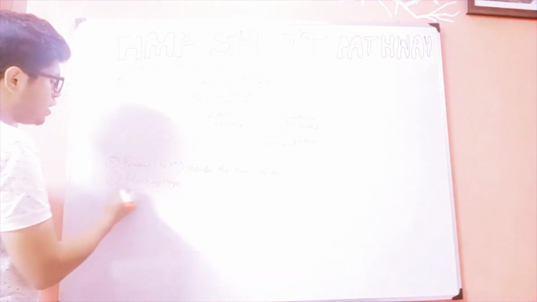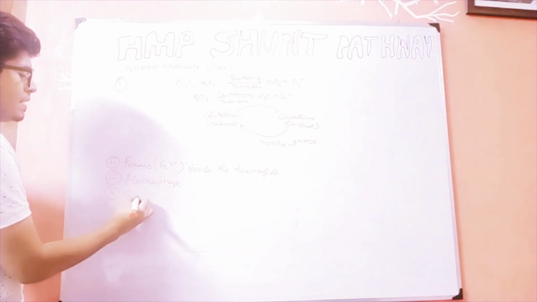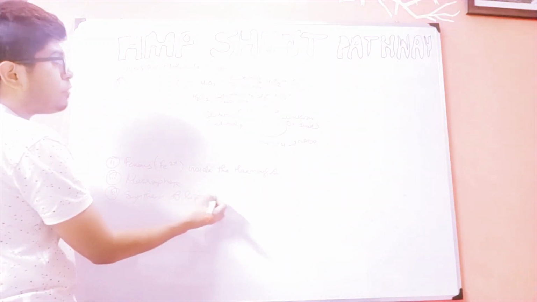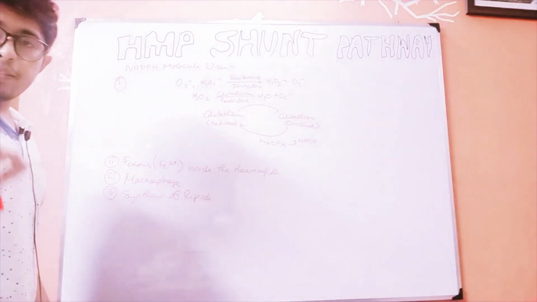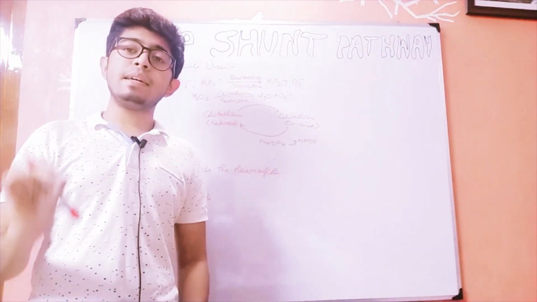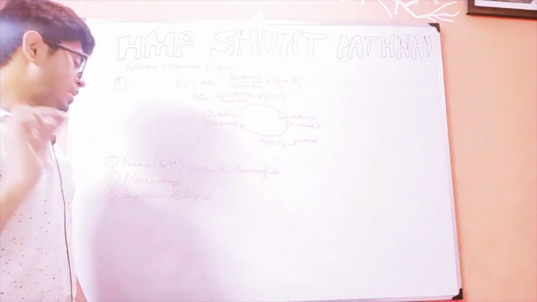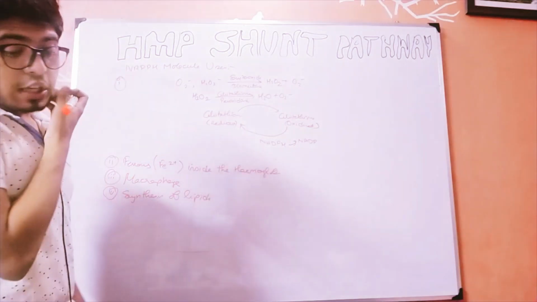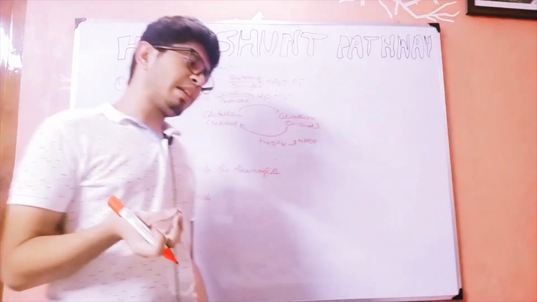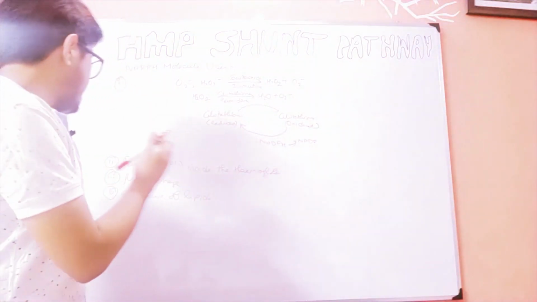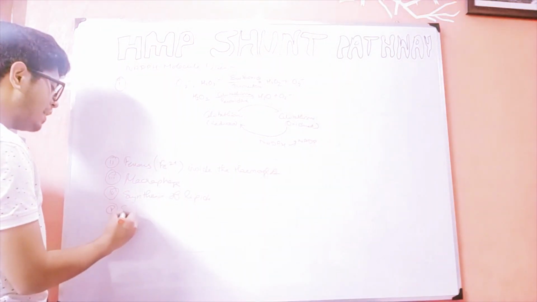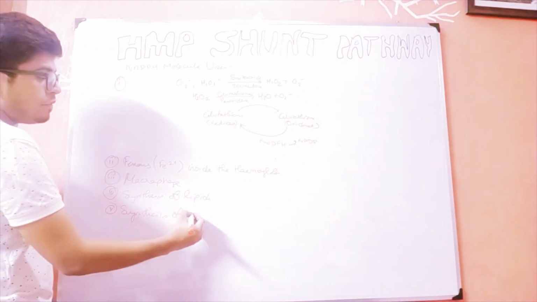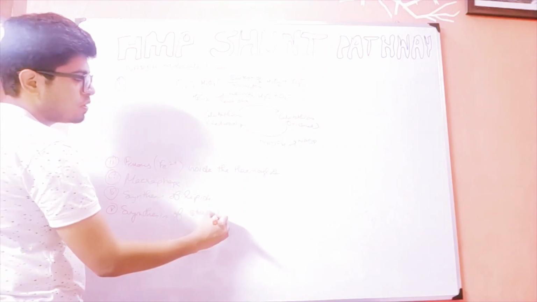It is also used in the synthesis of lipids, or fatty acid biosynthesis. This HMP shunt pathway occurs primarily in tissues where there is lipid biosynthesis. It also plays a very important role in the synthesis of steroid hormones.